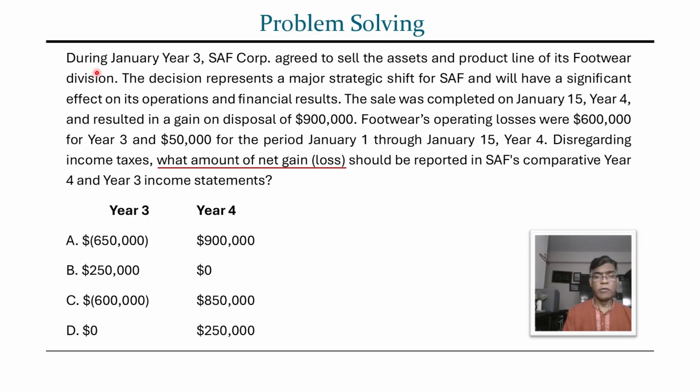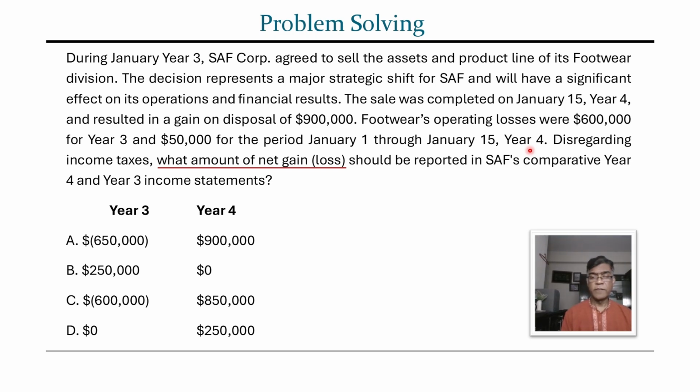So during January year 3, SAF Corporation agreed to sell the assets and product line of its footwear division. The decision represents a major strategic shift for SAF and will have a significant effect on its operations and financial results. The phrase major strategic shift is always used for discontinued operation. The sale was completed on January 15 year 4 and resulted in a gain on disposal of 900,000 USD. Footwear's operating losses were 600,000 for year 3 and 50,000 for the period January 1 through January 15 year 4. So this is a multi-year trap, right?